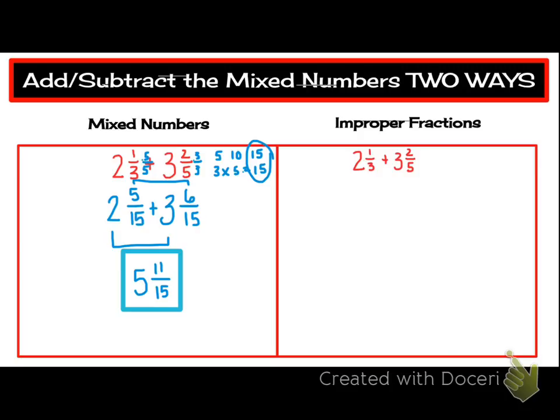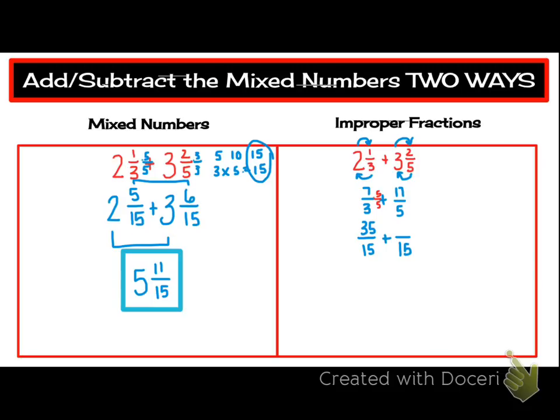When we switch to improper fractions, let's change them first. 3 times 2 is 6, plus 1 is 7/3, plus 5 times 3 is 15, plus 2 is 17/5. We already found our common denominator to be 15. So I'm going to change them to 15. 3 times what is 15? I know the answer is 5. So I'm going to multiply this one by 5 over 5. And 7 times 5 is 35.